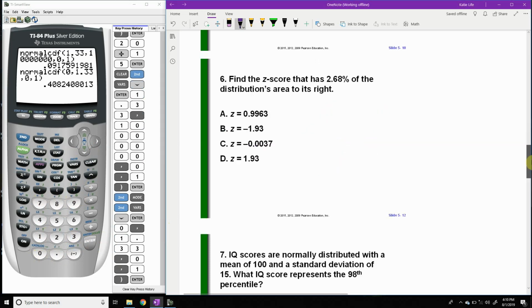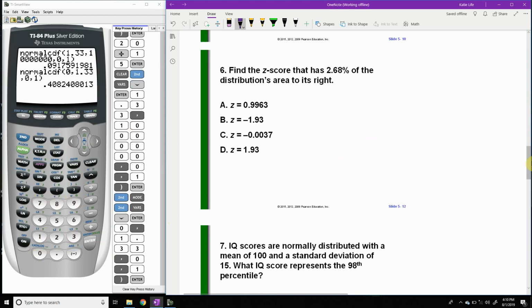.4082. That's going to be C. All right, number 6. Find the z-score that has 2.68% of the distribution's area to its right. Okay. All right. So I'm looking for the z-score that has 2.68% of the distribution's area to its right.